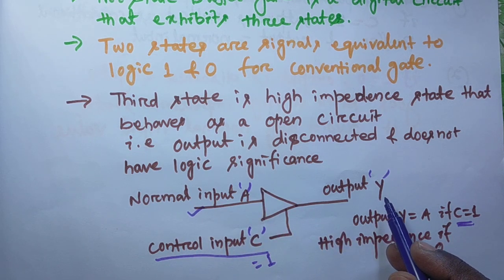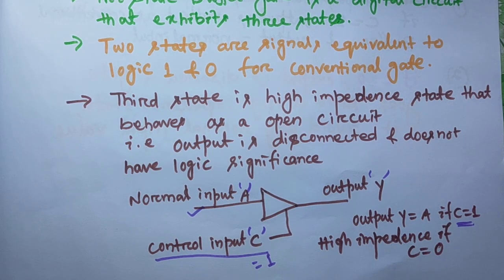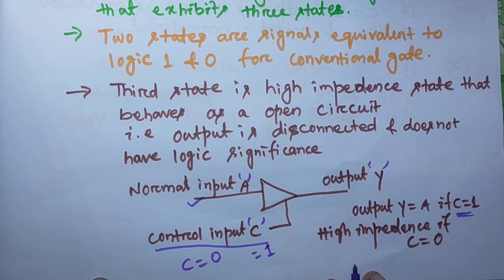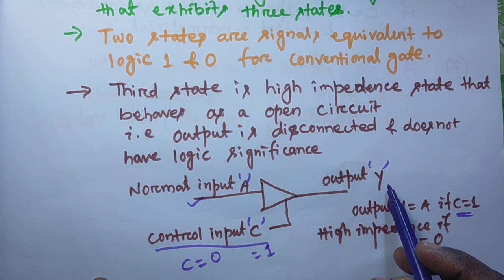Okay, another case. Normally we can consider two kinds of data: one is 0, another is 1. If it is 1, it's okay, no problem, the input data we can get directly as output. If C is equal to 0, then what happens? This circuit will be open. Whatever input we provide, there is no effect on the output.